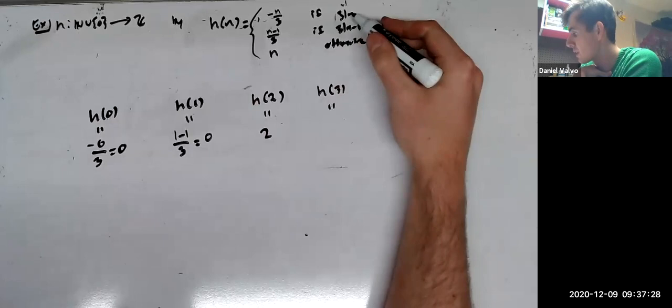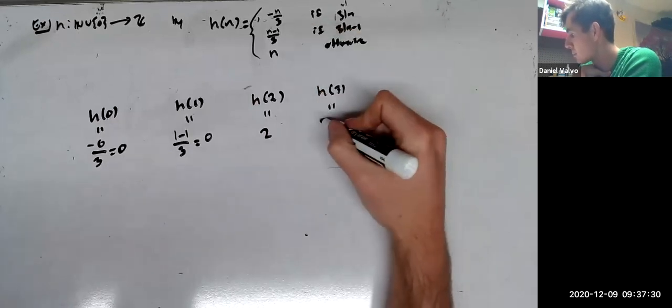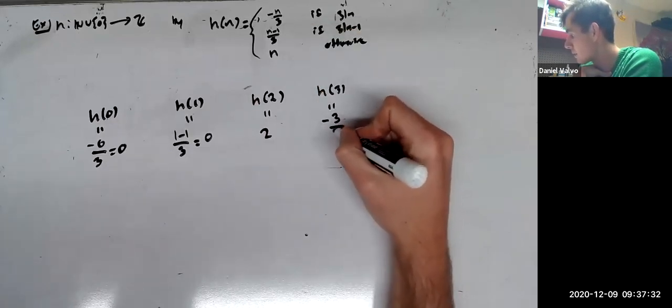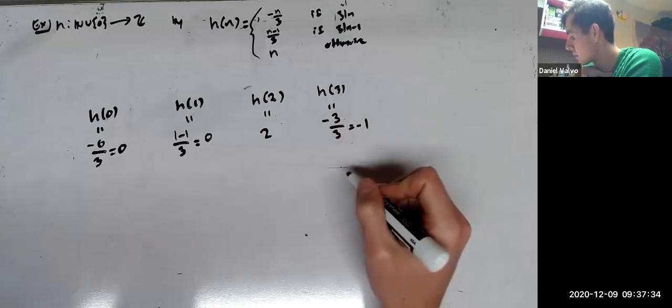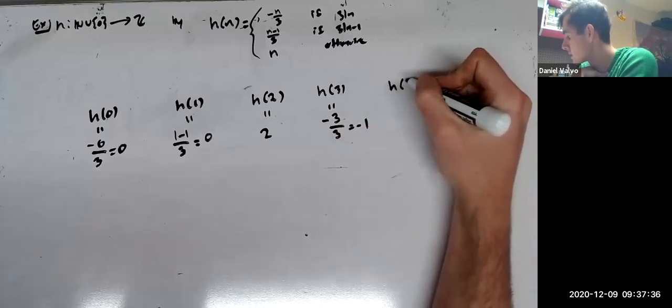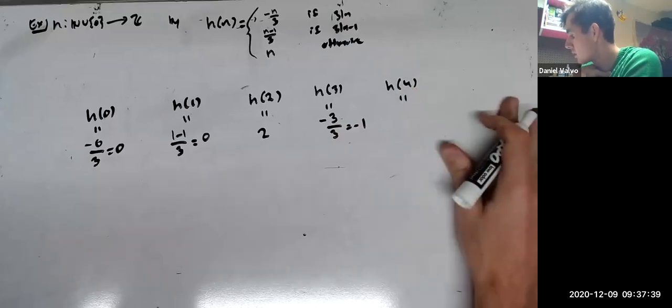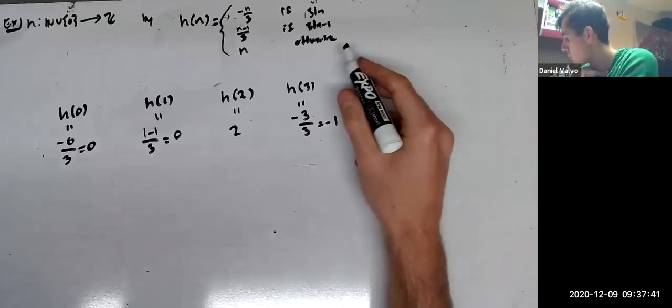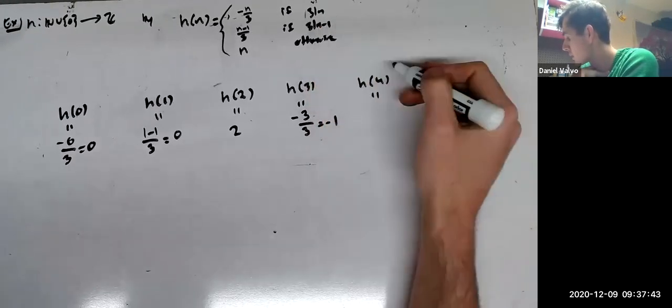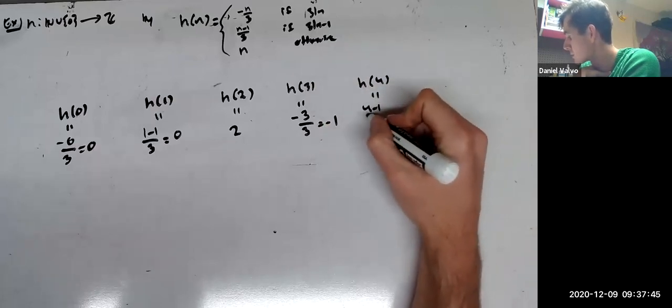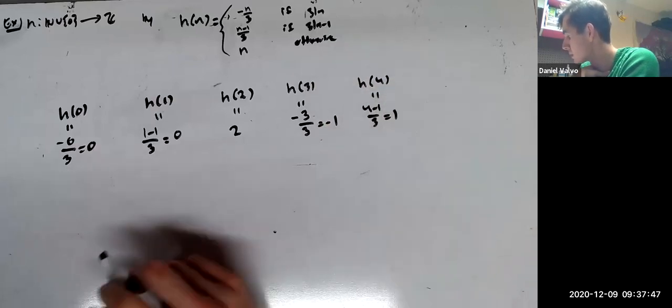H of 3, here 3 divides n again, so in the top part. So we output negative the top, negative 1. H of 4, notice that 3 divides n minus 1, 3 divides 4 minus 1. So here we're going to output 4 minus 1 over 3, which is 1.